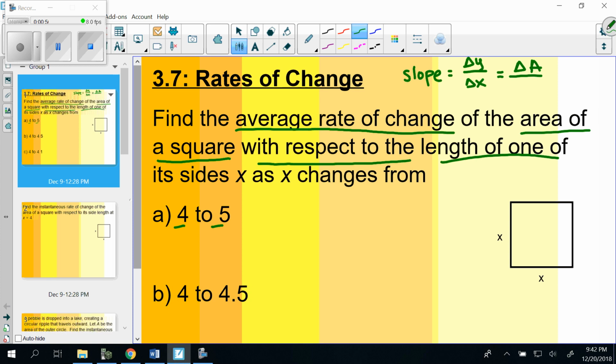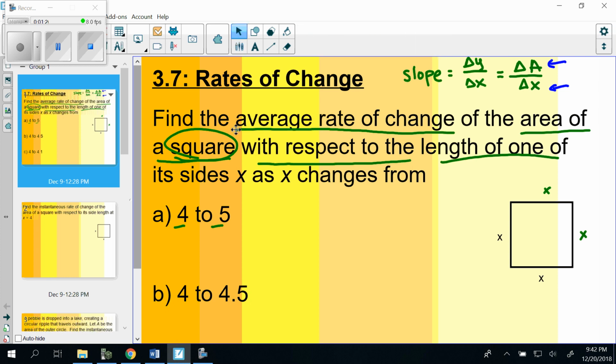So one thing we know is if we're looking at a square, like we got a picture over here, all the sides are going to be the same in a square. So we're looking at what happens as that side length changes. So our change in x, what happens to the change in the area? So how does the area change with respect to what the side length is? So we're going to find this just like we would slope then. We want to find what's the change in the area with respect to change of the side.